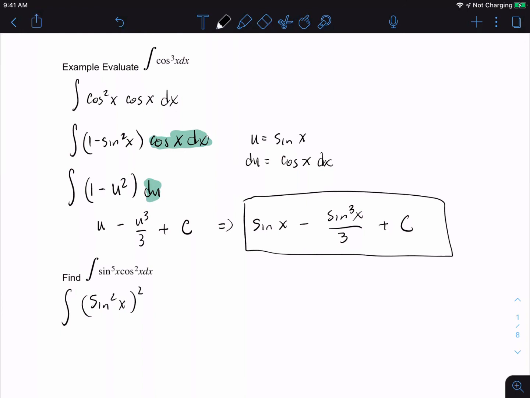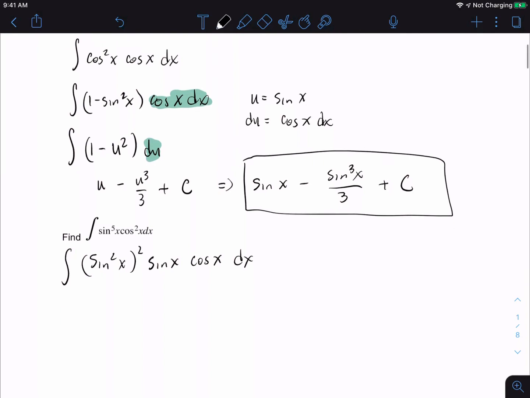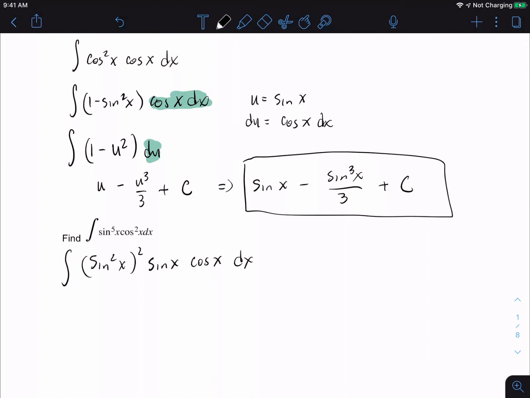So sine squared of x, because it's an identity, squared times sine of x, times cosine of x dx is how I'm going to break this up. Now the sine squared, I can use the identity on, and so what I'm going to get is 1 minus cosine squared of x, squared. You agree that that is still sine squared, correct?